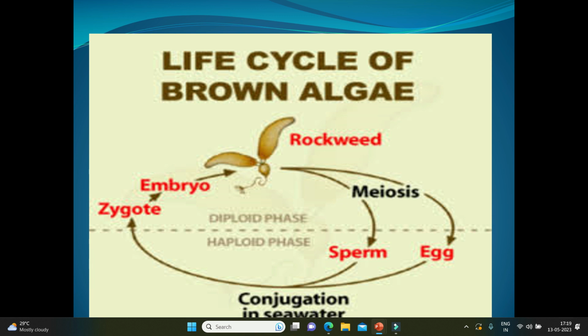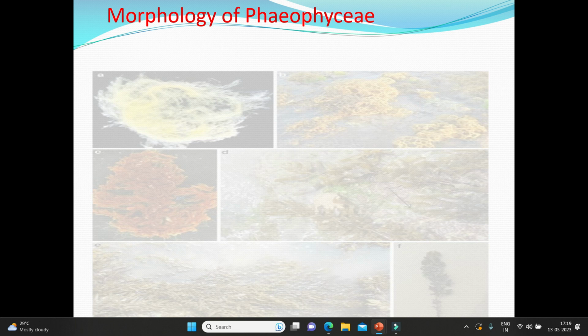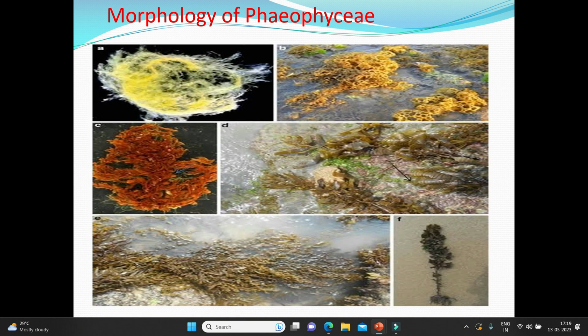All the modes of reproduction are observed in the class Phaeophyceae. One is vegetative reproduction, which occurs by fragmentation, and asexual reproduction occurs by formation of motile zoospores, and sexual reproduction takes place by the formation of gametes.